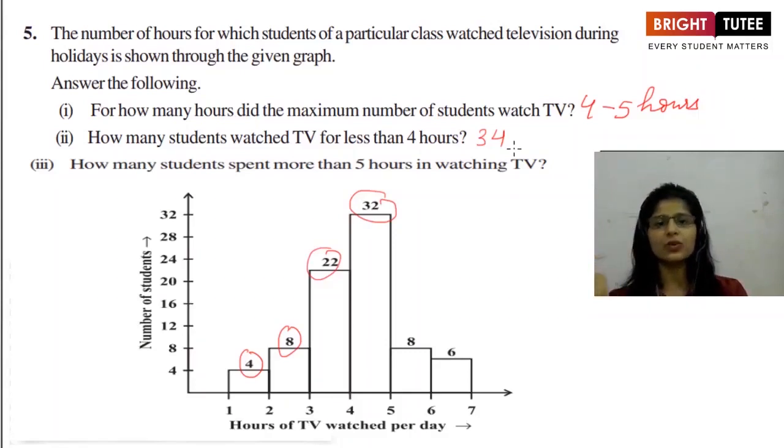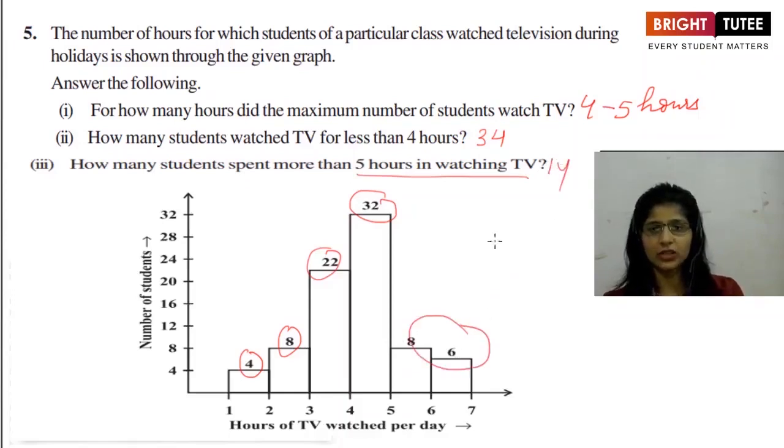The last part that we have to answer is how many students spend more than 5 hours, right? Not 5, more than 5. So more than 5 will be included in 5 to 6 and 6 to 7. So more than 5 hours watching TV, 8 plus 6, it is 14. We have to add these two. 8 plus 6, 14. So there are 14 students who have watched TV more than 5 hours in that particular time.